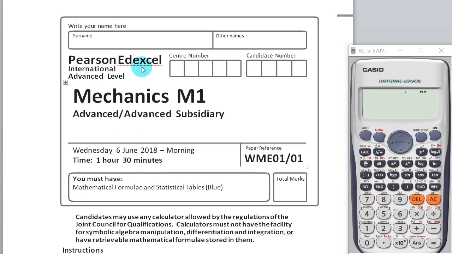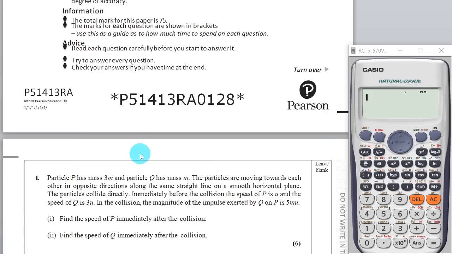10 minutes math. This is Edexcel Mechanics M1, WME0101, June 2018. Let us start the first question.